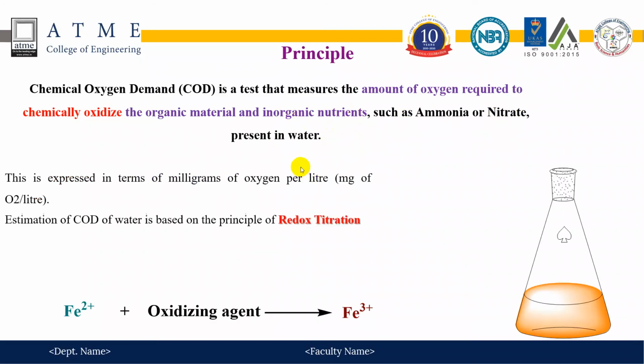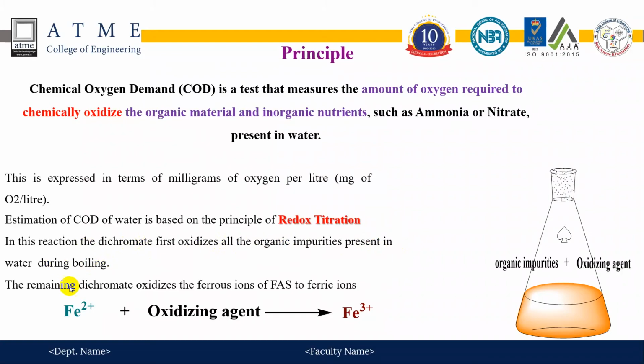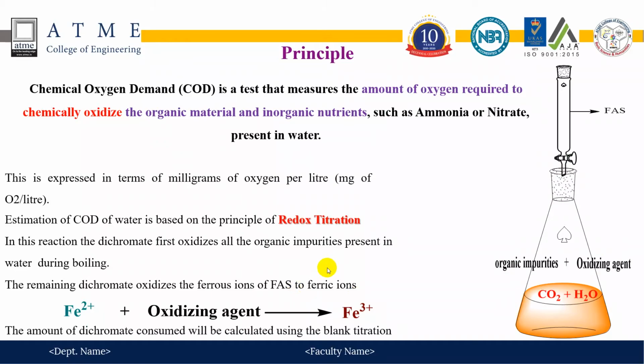and the estimation of this chemical oxygen demand is based on the principle of redox titration, where reduction and oxidation take place during this reaction. In this reaction, the dichromate that we take first oxidizes all the organic impurities present in the water during boiling. Further, the remaining dichromate solution oxidizes the ferrous ions from ferrous ammonium sulfate to ferric ions. So this is the principle. The amount of dichromate consumed will be calculated using the blank titration.